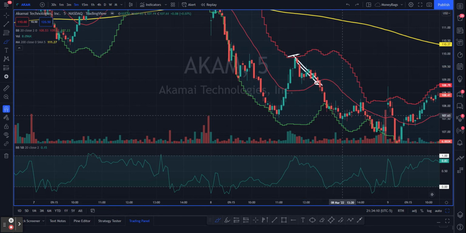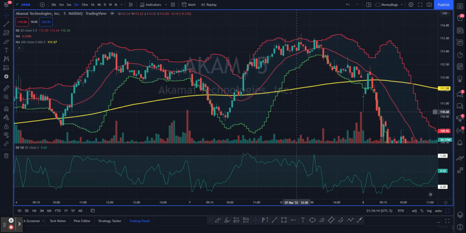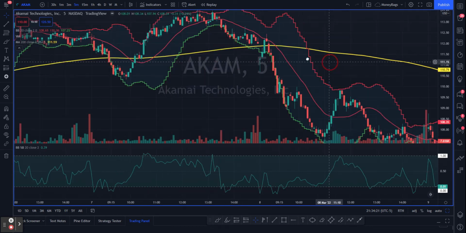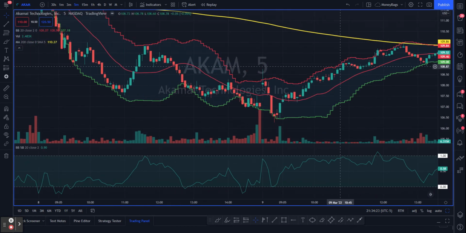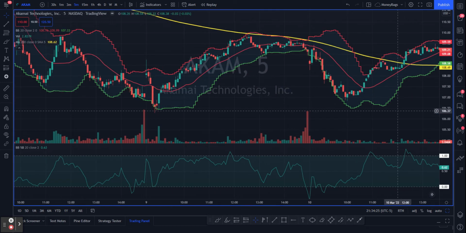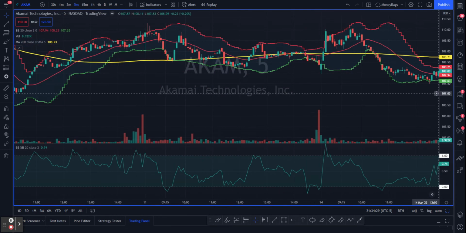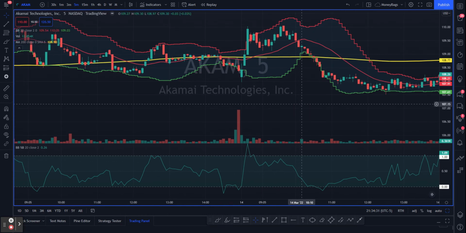Okay. So the strategy is, when you close outside of a band, you're going to be taking the 61.8% retracement of the candle back. That's going to be your entry, and your stop's going to be below that candle.